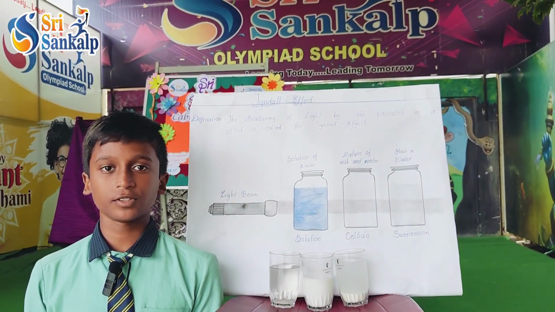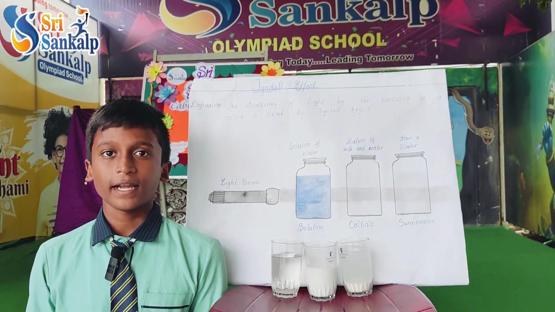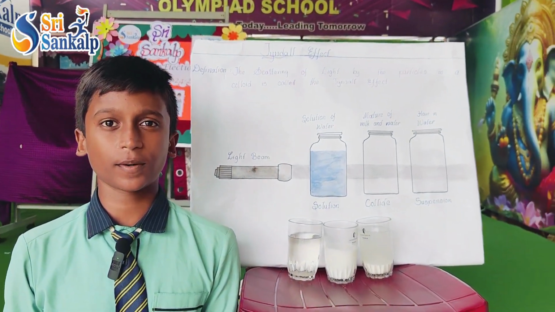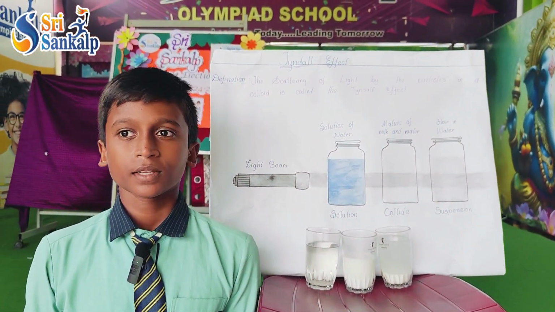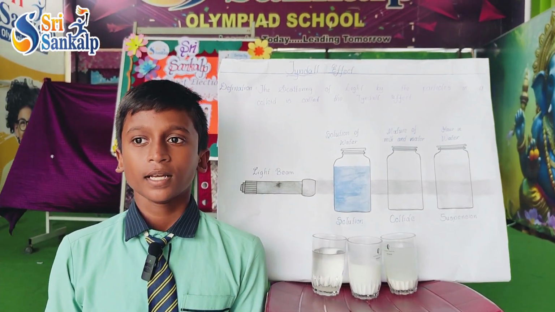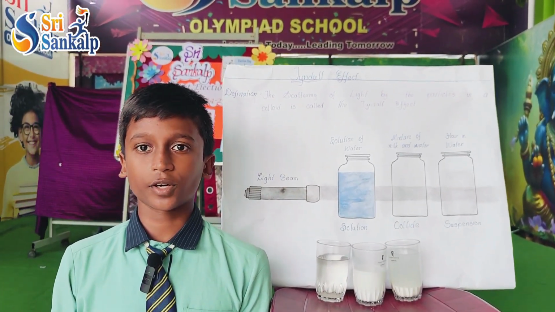Today I stand before you to say about suspension. A heterogeneous mixture in which insoluble particles of solute are spread through a solvent is called a suspension. For example, in muddy water, the particles of sand are spread throughout the solvent.